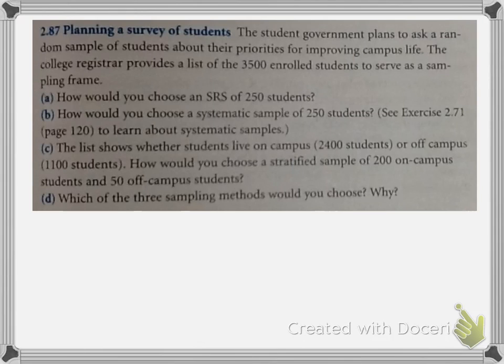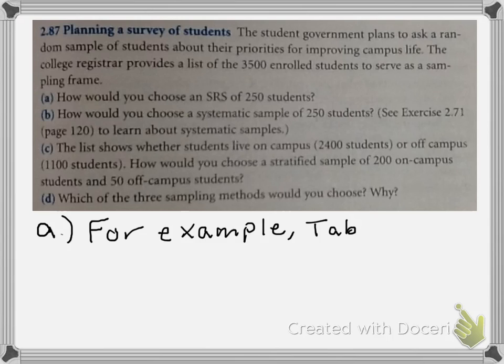An SRS is a simple random sample, which means this experiment is compiled completely of randomly picked people. To choose an SRS of 250 students, assign labels 0001 through 3500 to your enrolled student sample, and use the random digits categorized in Table A to pick from.